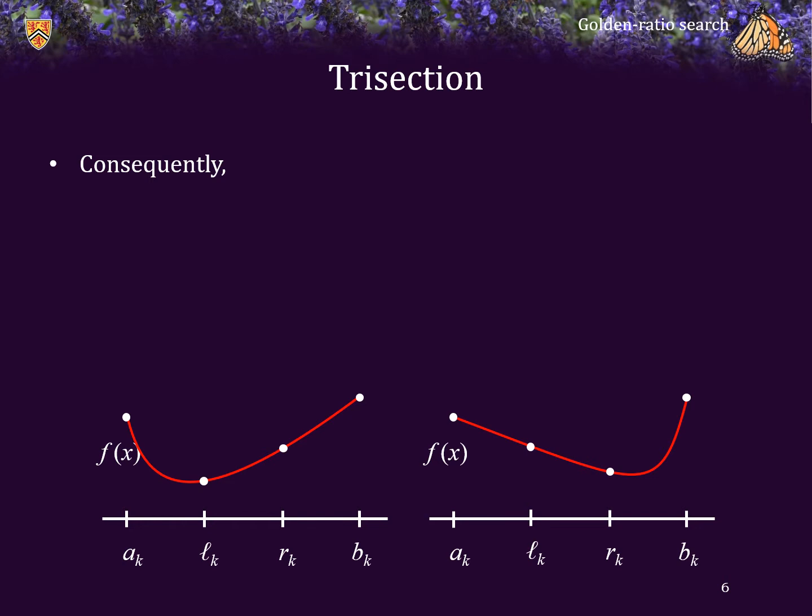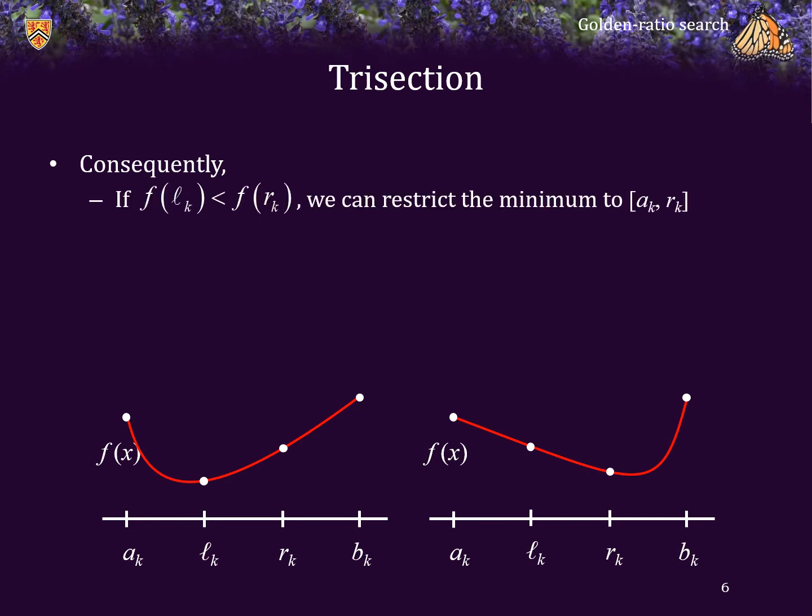All right, so taking a look at the left-hand image, if f evaluated at the left interior point is less than f evaluated at the right interior point, then we can actually restrict the interval onto which the minimum exists to go from A_k to R_k. Consequently, for the next iteration of this algorithm, A_{k+1} is assigned A_k, but B_{k+1} is assigned R_k.